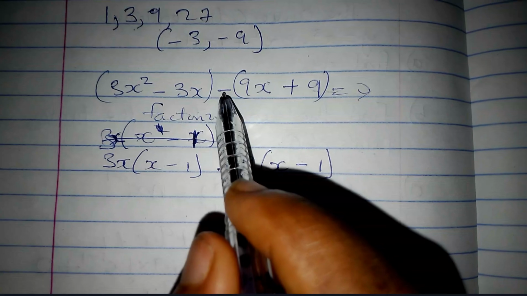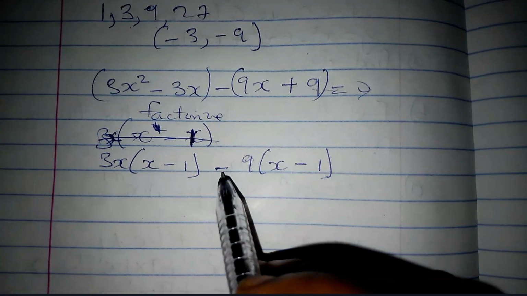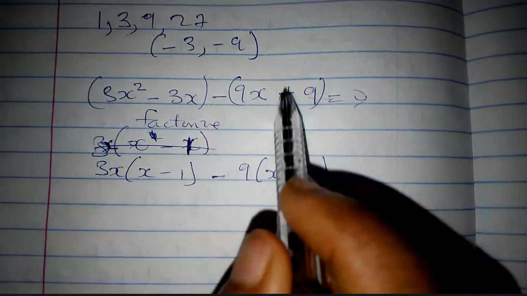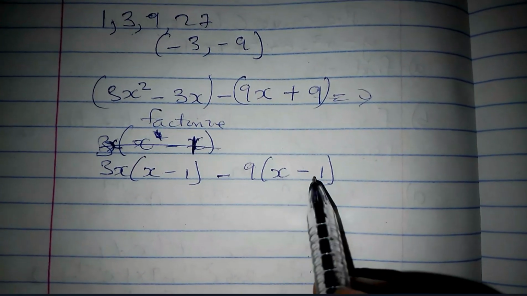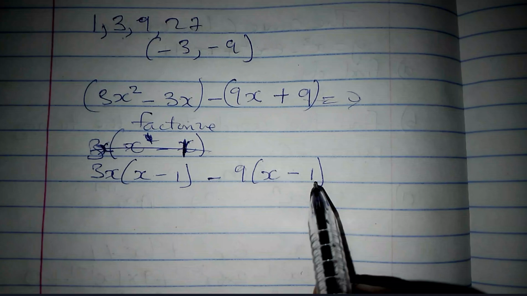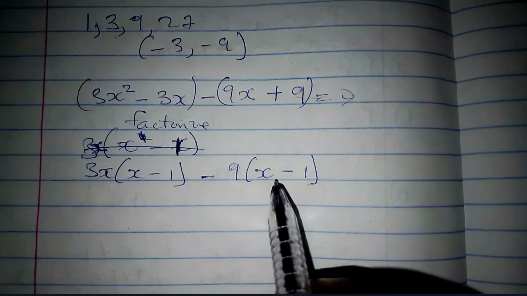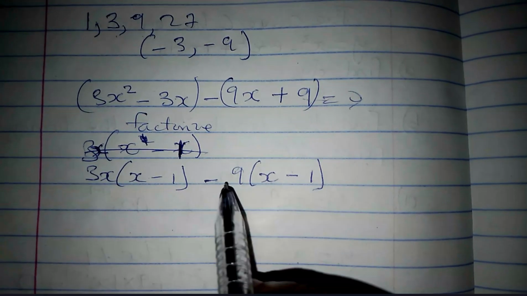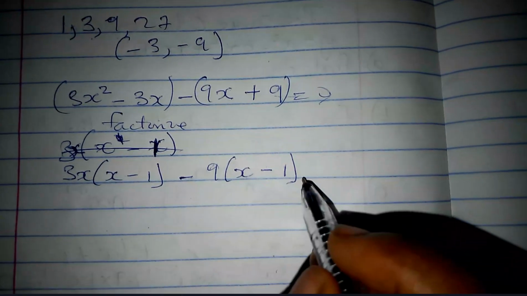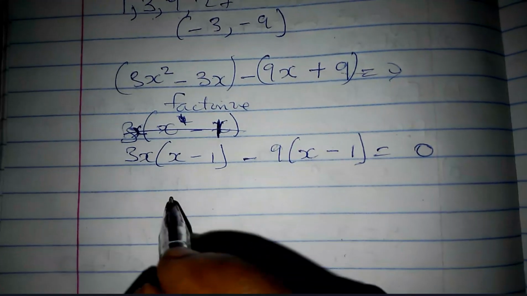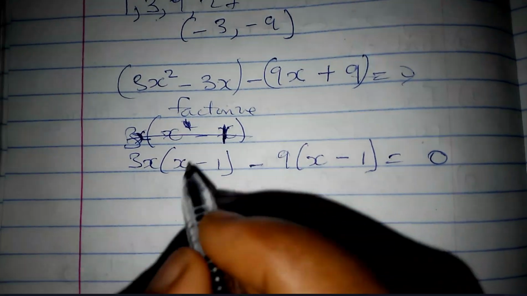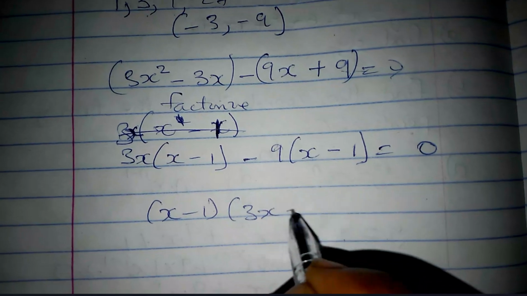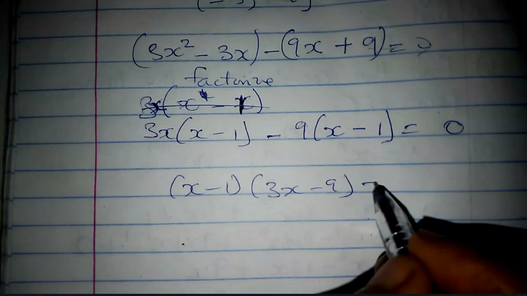The reason why I said x minus 1 is because minus 9 times x is going to give us minus 9x, which is what is here, and minus 9 times minus 1 is going to give us plus 9. That is the reason why this sign had to change. It was because of the minus sign in front. Once there's a minus sign in front, the sign inside has to change. It's equal to 0, so just equate the two. We're going to bring out the one in the bracket, x minus 1, and the one outside the bracket, 3x minus 9, all equal to 0.